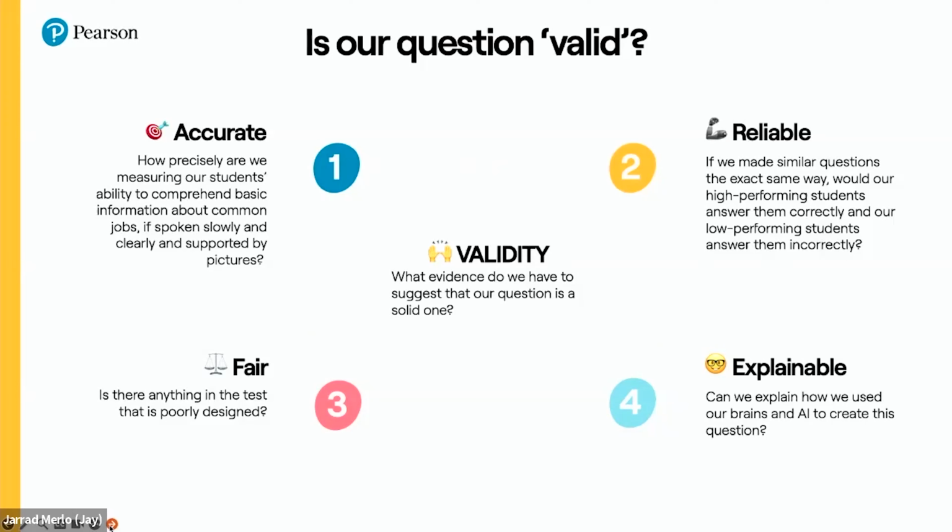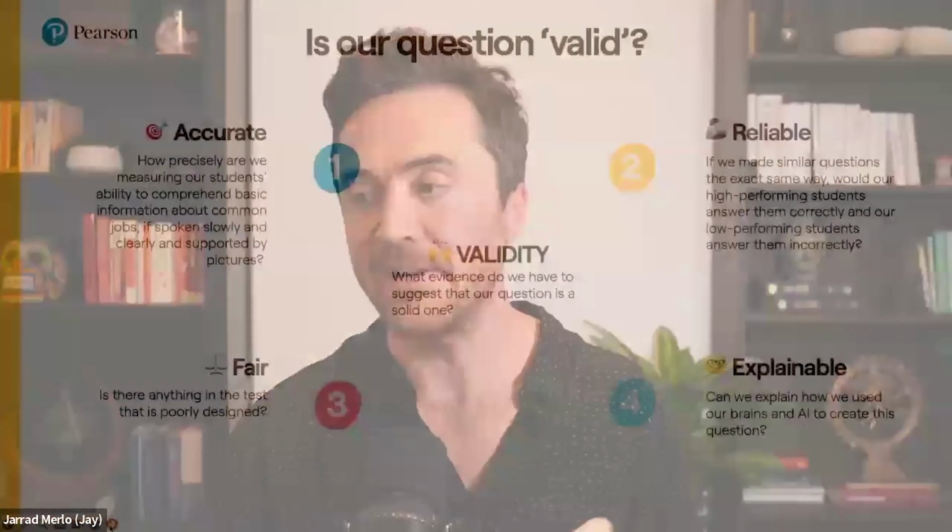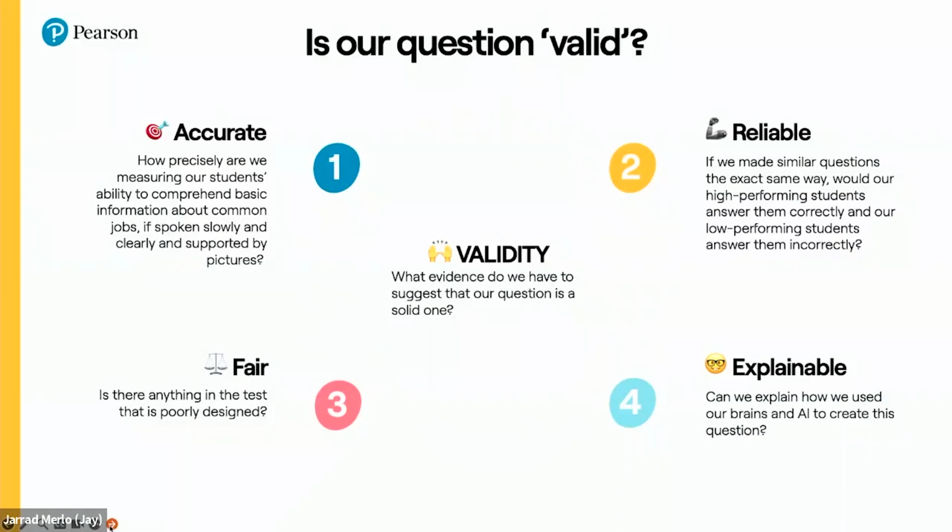Number 3, is it fair? Is our question or is our test that we create fair? Is there anything discriminatory or poorly designed in that test? And I think right now we've got something a little bit unfair, and that is the audio is way too fast. Okay? I don't think that's fair, but imagine we did. Imagine we slowed it down. Then we could say we thought about that. We slowed the audio down. It's nice and slow. It's perfect for A2 levels, so it's fair. But fairness is something we need to think about.